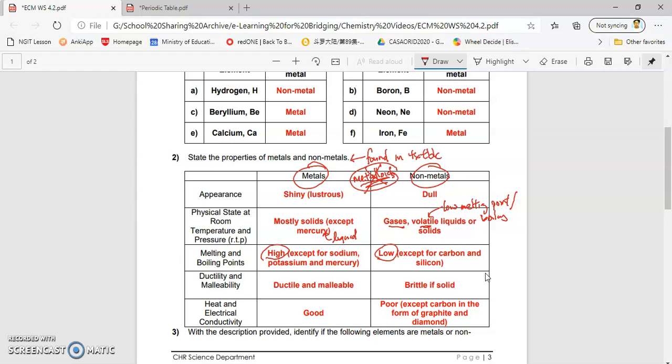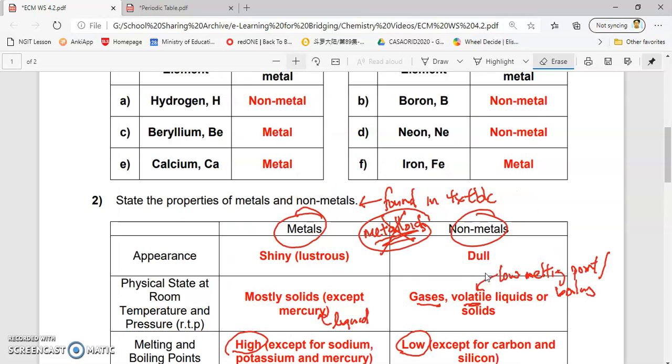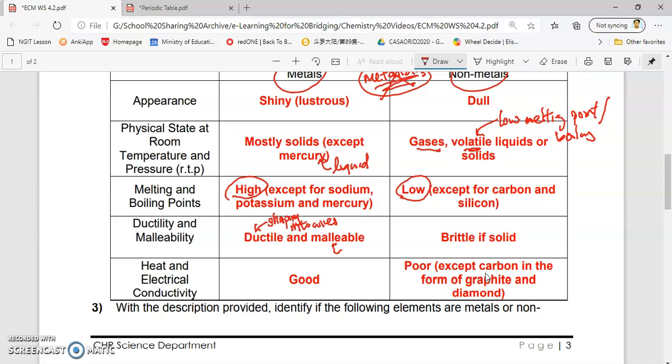Okay, next one, ductility and malleability. What is ductility? Ductility is the ability of the substance to be shaped into wires. Very ductile means that you can pull it and stretch it to become like wires. Malleability means that you can hammer it. Let me zoom in a little bit. So what is malleability? Malleability means that you can hammer it into a flat sheet.